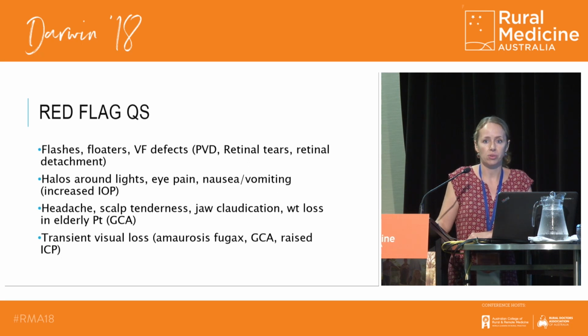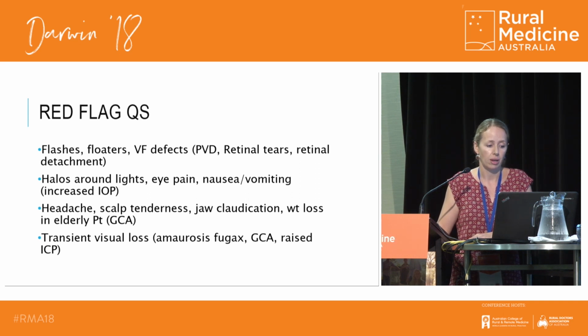Now, there are some red flag questions or issues to always think about with these patients. Flashes, floaters, and visual field defects. It could just be posterior vitreous detachment, which is not a big drama, and 80% of flashes and floaters are just that. But you can't say that without having had the eye examined. So any patient with new onset flashes, floaters, and visual field defects should have an eye assessment pretty soon. Halos around lights, eye pain, nausea, vomiting could mean that they have increased intraocular pressure. So if you have access to a tonometer of some sort, that's a really useful ancillary test to do.